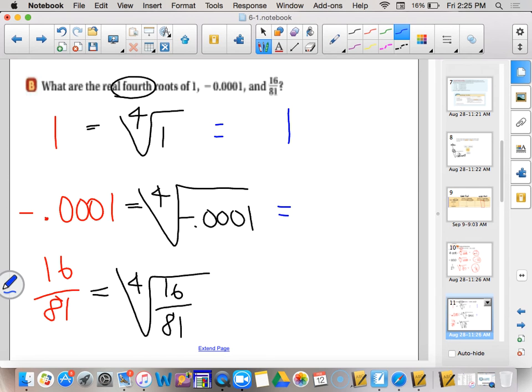So 4, math, choose 5, and then type in negative 0.0001, and I get what? Error. Okay, we'll come back to that one in just a second. And then I'm going to type in 4, math, choose 5, 16 over 81, and I get 2/3. Hit math enter and it gives you 2/3.